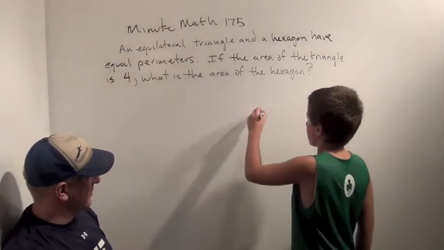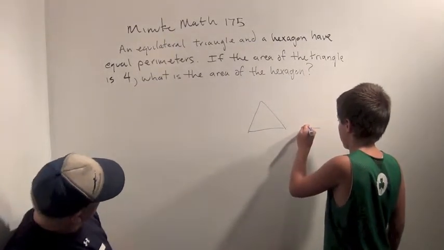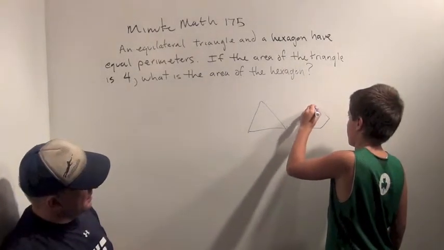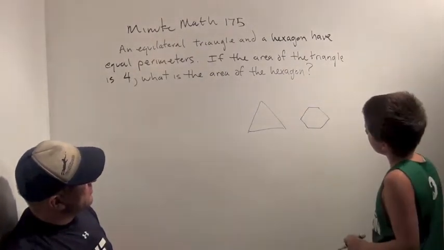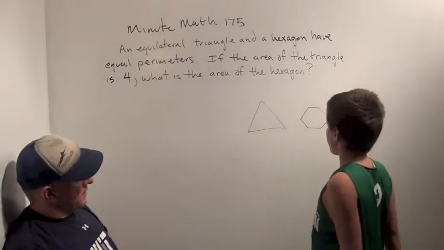Awesome. So we have an equilateral triangle, and you know what a regular hexagon is? Well, it means all the sides are the same. Sorry, I meant to write regular hexagon. It means all the sides are the same and all the angles are the same. They have the same perimeter.